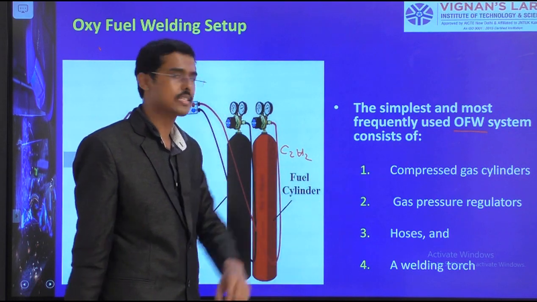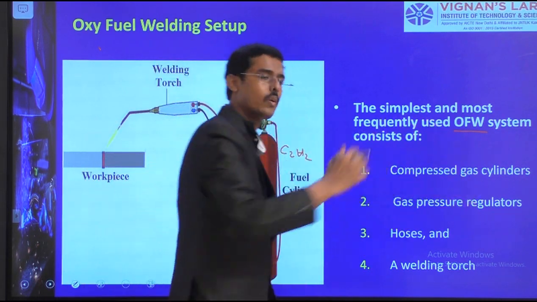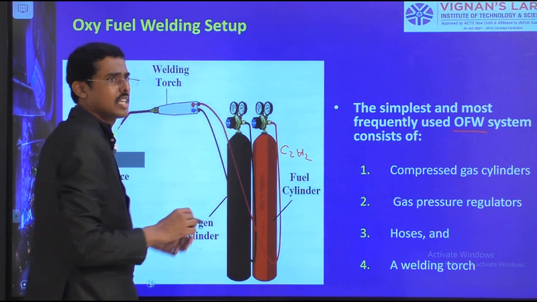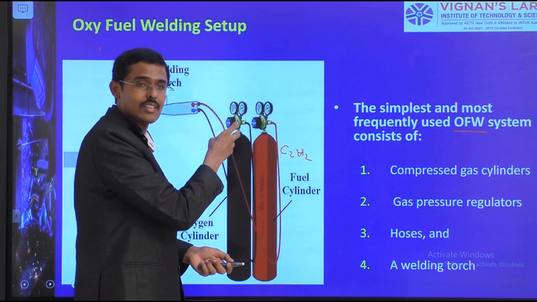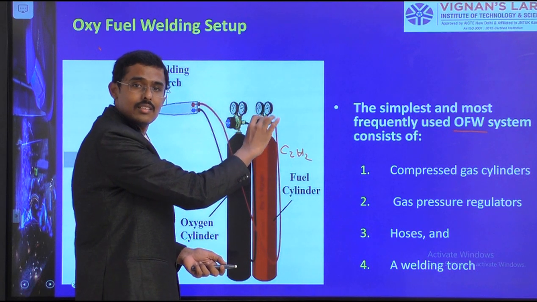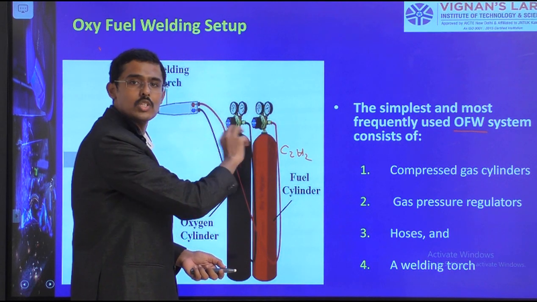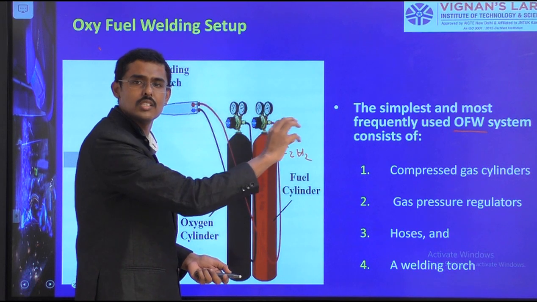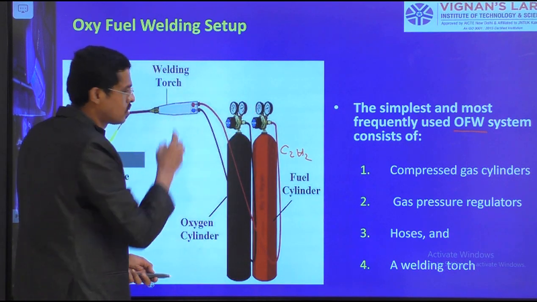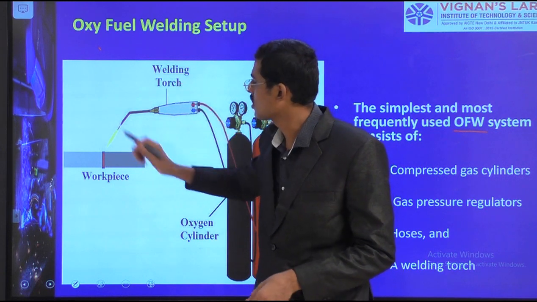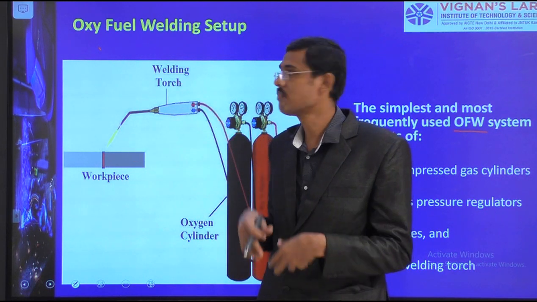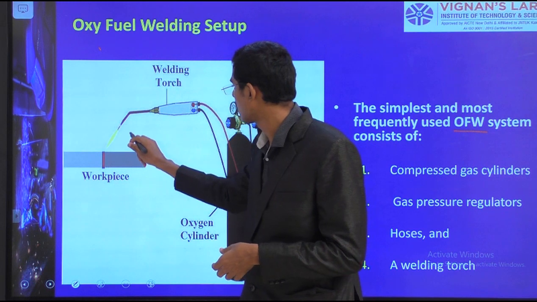Then the compressed gas cylinders and gas pressure regulators. Here we have the regulators. How much? Oxygen greater, oxidizing; acetylene greater, carburizing; both equal, 1:1 ratio, neutral flame. When we supply to the gun, the flame comes out of the gun. In case it is a neutral flame, I am using neutral here.